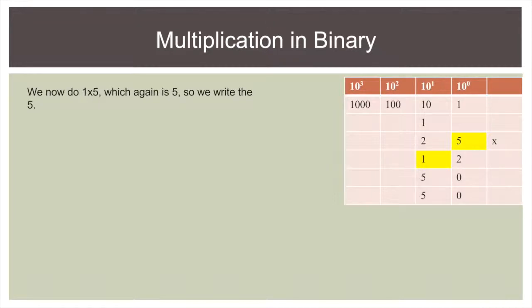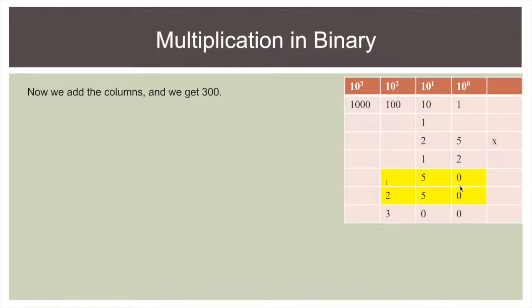Next time we do 1 times 5. So 1 times 5 is 5. We write 5. And then we do 1 times 2. 1 times 2 is 2. And so we're going to write 2. Then we add these across.